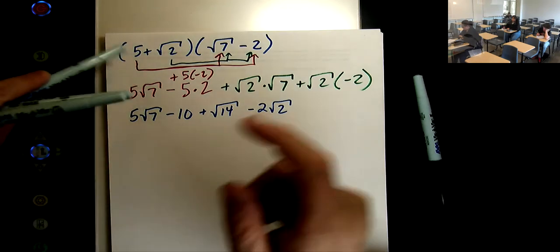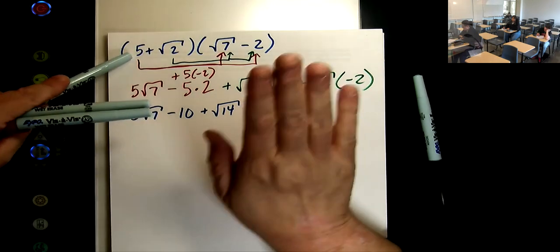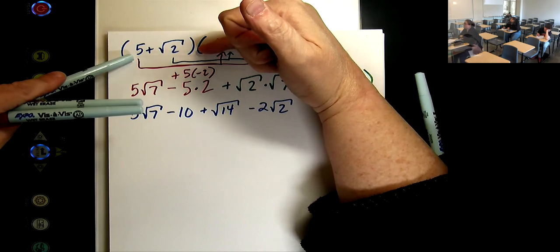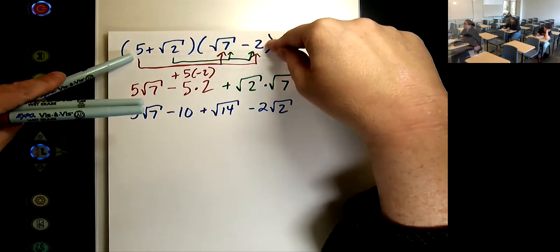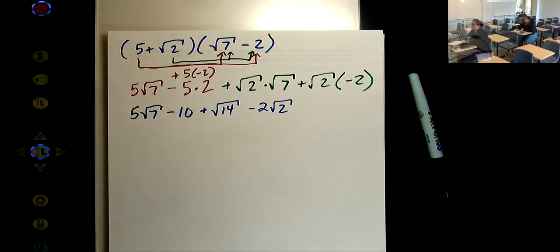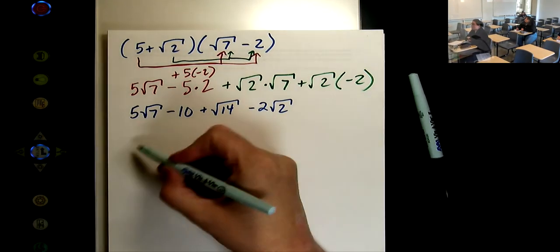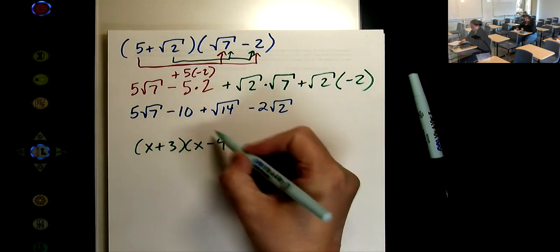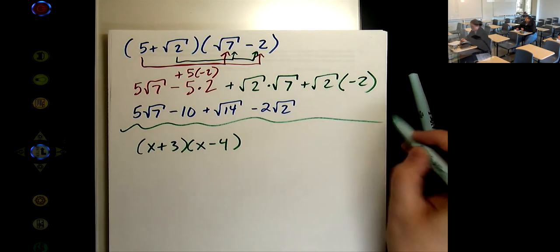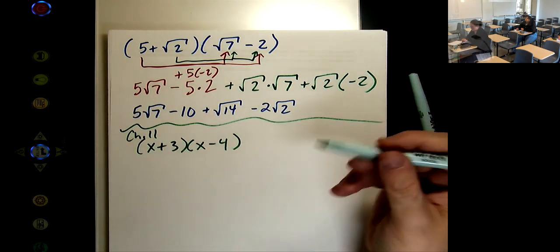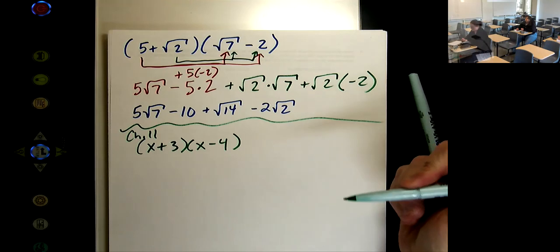So to take each, they just go one at a time. Start with one parentheses, take the first thing in that parentheses, multiply by everything in the other parentheses. We did this very thing when we had like x plus 3 times x minus 4. We did this back in chapter 11, which was before spring break.